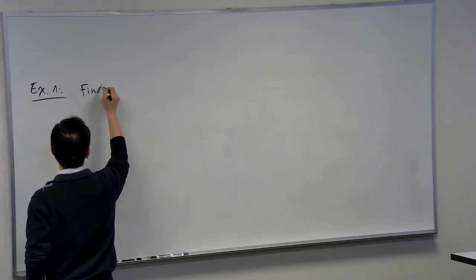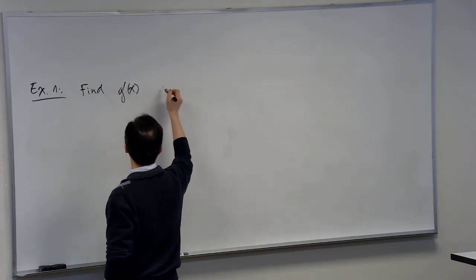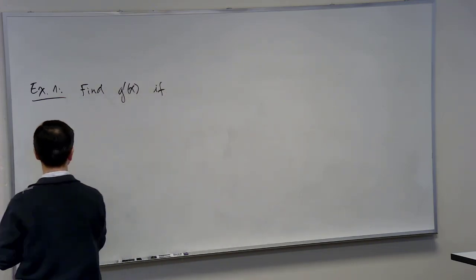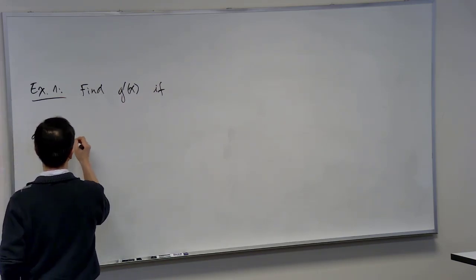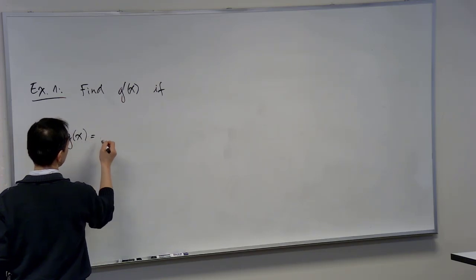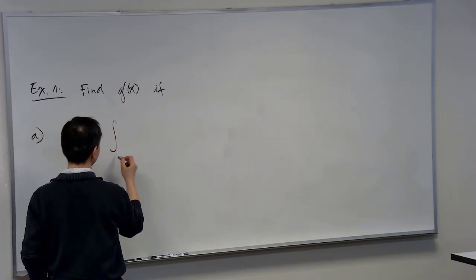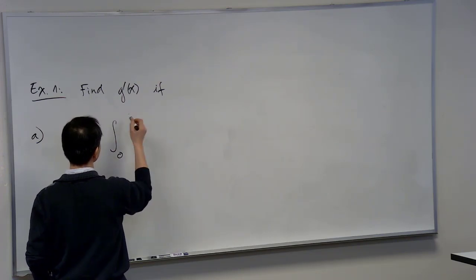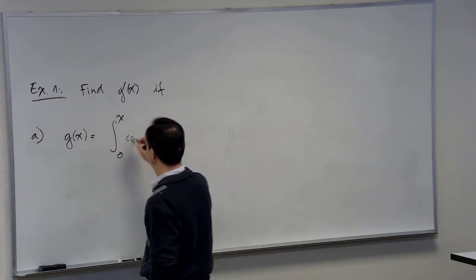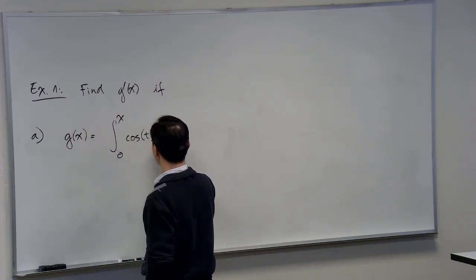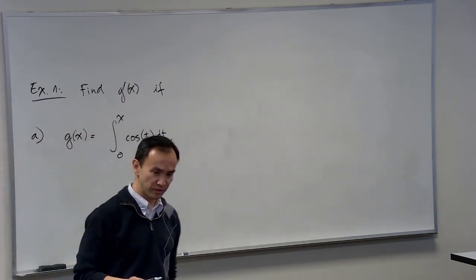Let's just find the derivative for function g of x. How about function g here is defined as an accumulating integral from a value 0 to x of our function, let's say cosine of t. Go ahead, spend some time writing it down here.